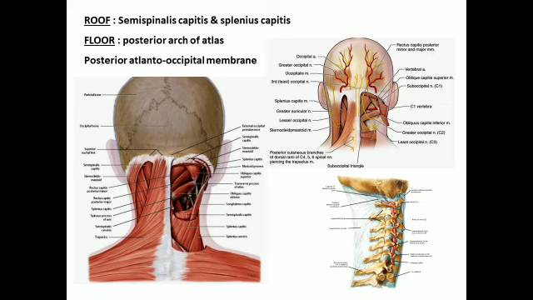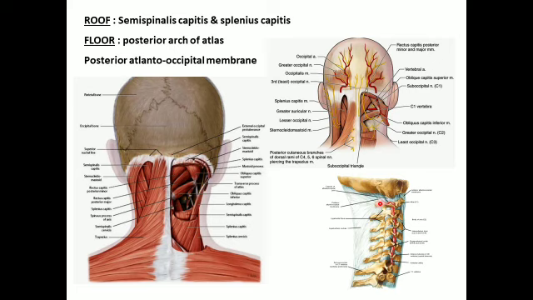The floor of this triangle is formed by posterior arch of atlas. In this lateral view of the neck region, here you have the mastoid process. So this is the posterior aspect and this is the anterior aspect. You can see C1, C2, C3, like that the cervical vertebrae are here. So the first cervical vertebra, that is the C1, has a posterior arch and an anterior arch. So this is the occipital region and this is our suboccipital triangular region. So the floor of this triangle is formed by posterior arch of atlas, that is C1.